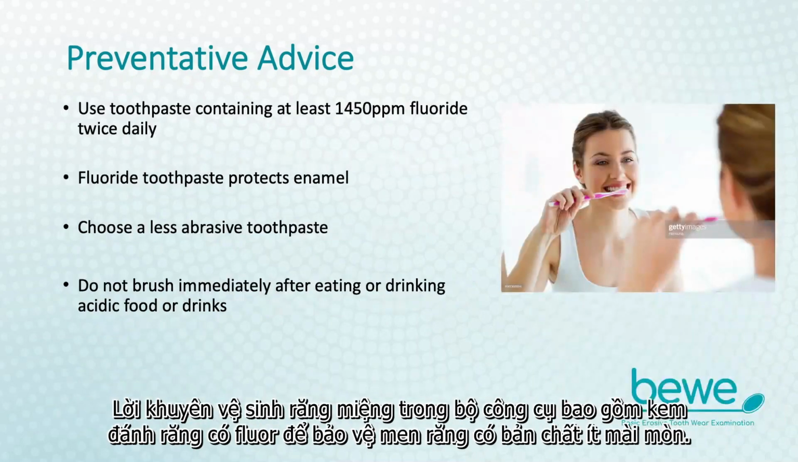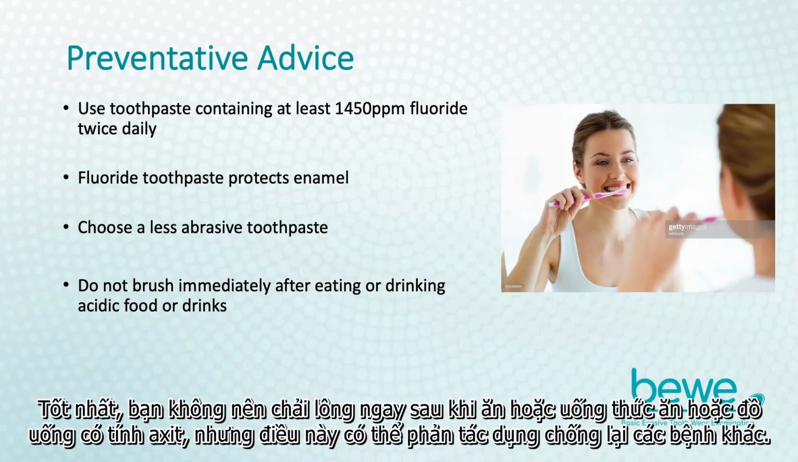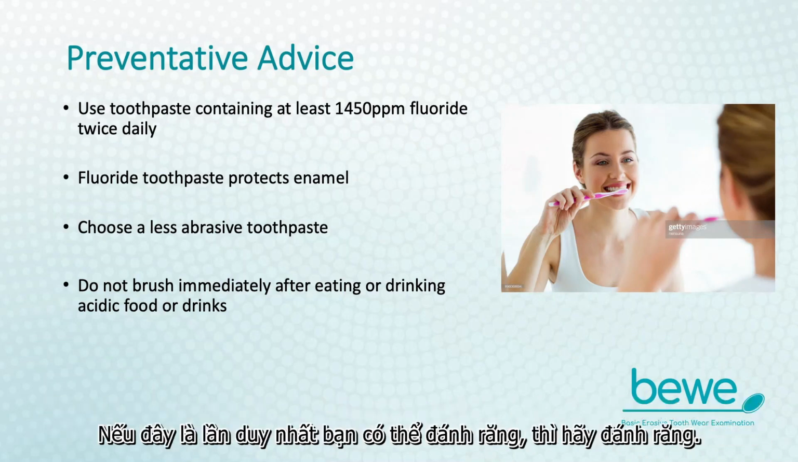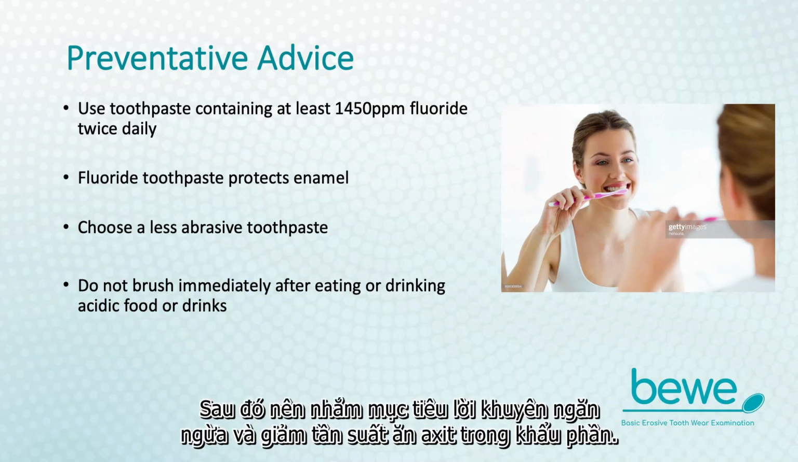The oral hygiene advice in the toolkit includes the use of fluoride toothpaste, which is low abrasive in nature, to protect enamel. Ideally, you should not brush immediately after eating or drinking acidic food or drinks, but this may be counterbalanced against other oral diseases. If this is the only time you can brush your teeth, then brush your teeth. Preventive advice should then be targeted at reducing the frequency of dietary acid intake.